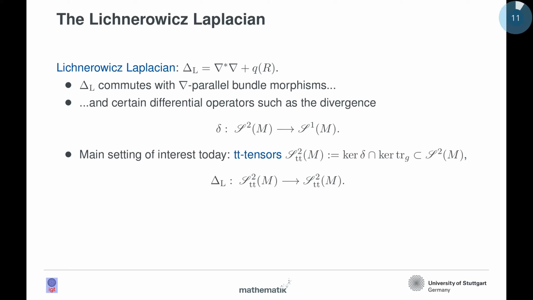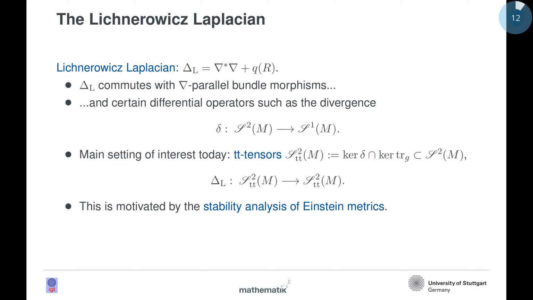The main setting of interest are the tt-tensors. tt stands for divergence-free and trace-free. These are symmetric 2-tensors that are in the kernel of the divergence operator and in the kernel of the trace, so contraction with the metric. Since this Lichnerowicz Laplacian commutes with the divergence and with the trace, it preserves this space of tt-tensors. Okay, and why do we want to look at this specifically?